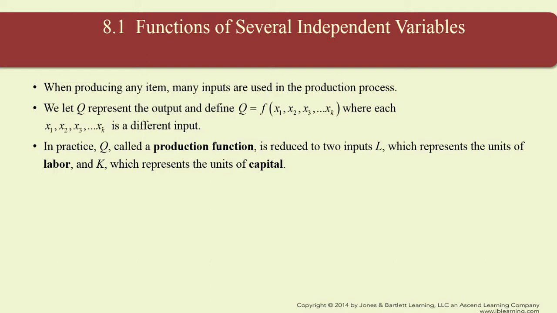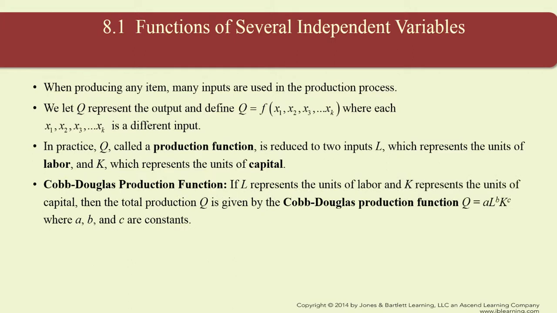L, which represents labor, and K, which represents capital. So all of those things that I just rattled off, and it was a small number because there are a lot of inputs that go into making an item, all get collapsed down to just 2 inputs, labor and capital. And they like to say that a production function Q is going to be a function of just 2 inputs, labor and capital.